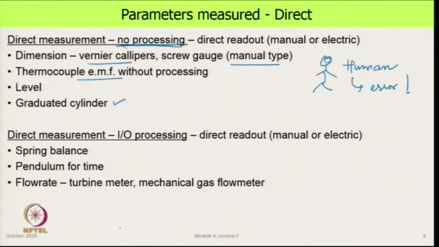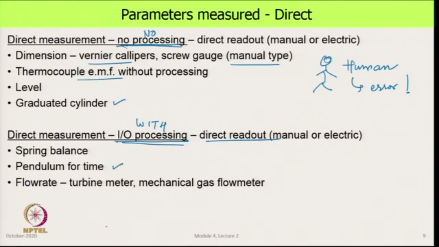The next I listed here is direct measurement with some input output processing. Earlier there was no processing at all, and then you get a readout, so the display, and we get the value. It's like the weighing balance, the spring balance. So we just have a spring balance, we put it and it shows the reading. What has happened is that the signal that we put, the weight, got converted into a displacement by a conversion, which is what I have called I/O processing, which is the spring.